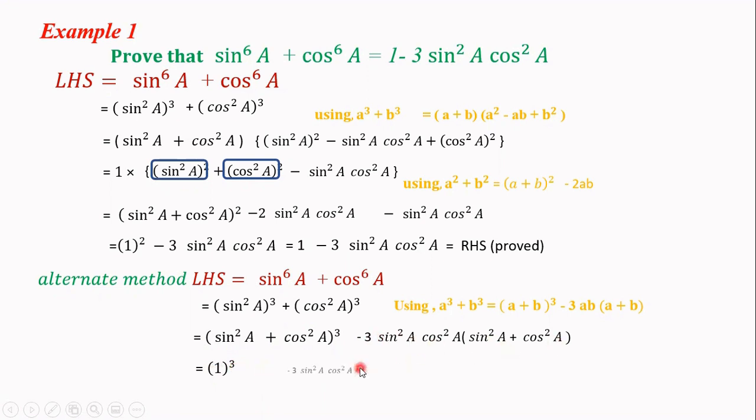Now in the second term also we work inside the bracket, that is sin^2 A plus cos^2 A is 1. On simplifying, we have 1 minus 3 sin^2 A cos^2 A. This 1 will get multiplied to this 3 sin^2 A cos^2 A. So this is the right hand side. Hence, this identity is proved.